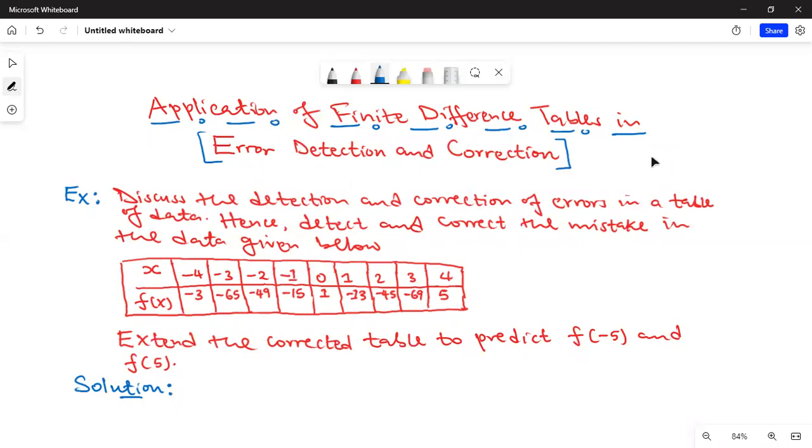Today I want us to look at one application of finite difference tables, and in particular we are going to look at the detection and correction of errors in any given table of data. So we are given this question. We are asked to discuss the detection and correction of errors in a table of data, hence detect and correct the mistake in the following data. So we have that table of x and f of x. Now, once you detect and correct the errors, you then need to extend the corrected table to predict f of -5 and f of +5.